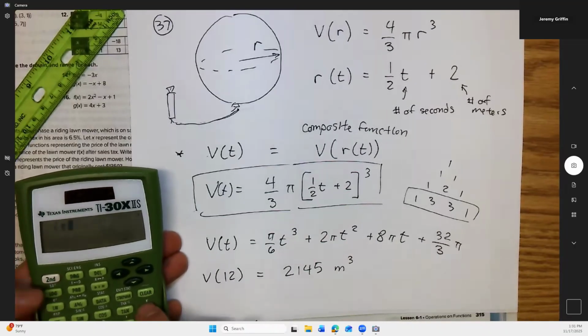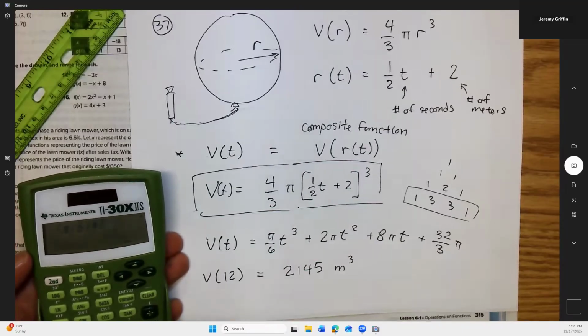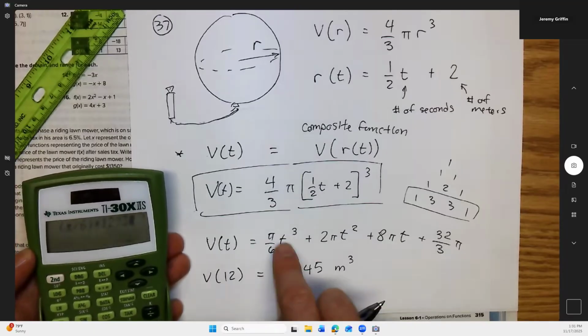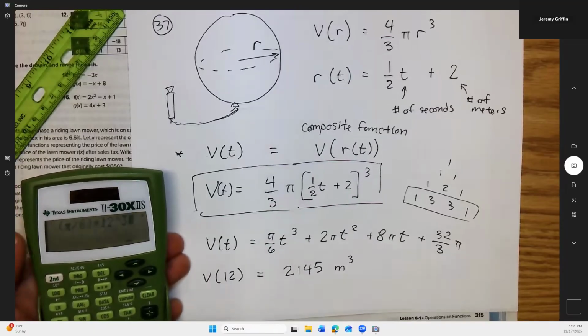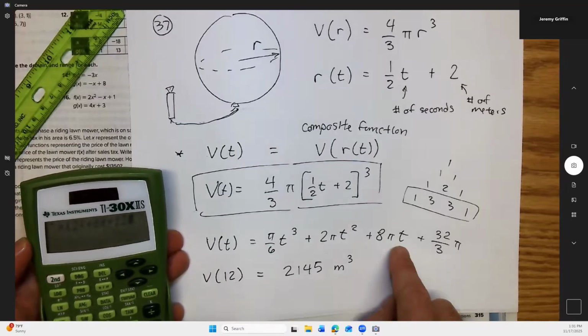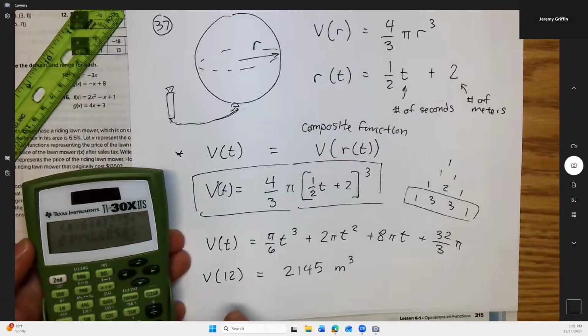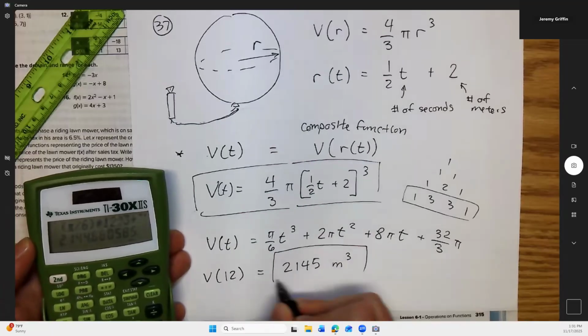Now, what if I plug in the value from the book? So it's pi over 6 times 12 to the 3, plus 2 pi times 12 squared, plus 8 pi times 12, plus 32/3 pi. Again, I'm looking for it to be the same answer. Come on, same number. Oh yeah, it is. Ding, ding, ding.